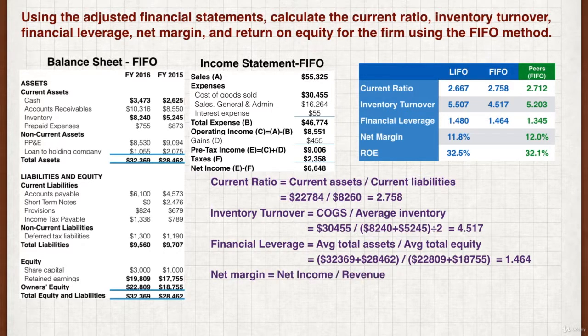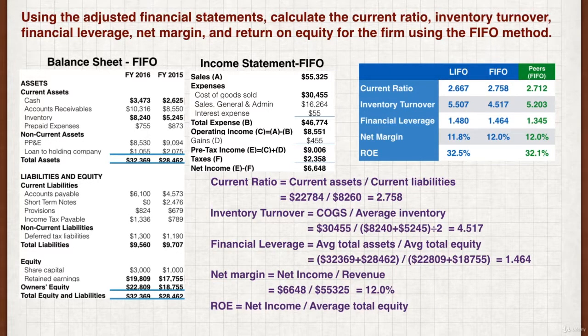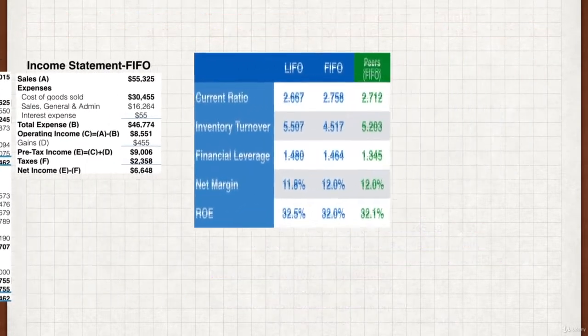Net margin is the net income divided by the revenue. Plug in the figures and we get 12%. And the return on equity is the net income divided by the average total equity. Again, remember to use the average figure, which is the beginning equity plus ending equity divided by 2. The ROE is 32%.